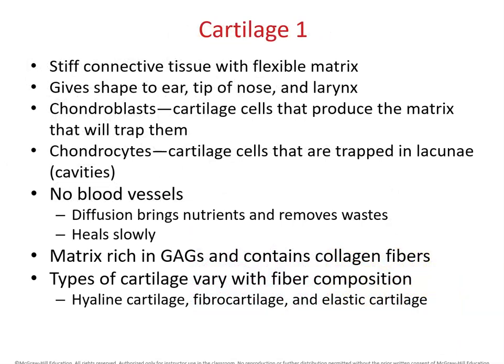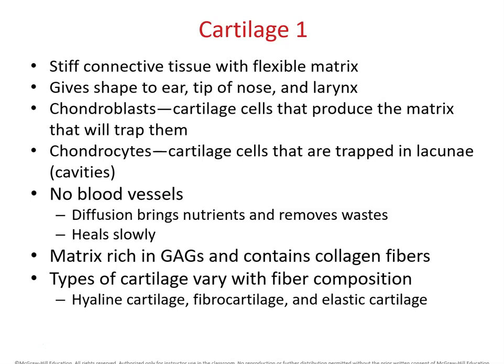So next we're going to talk about cartilage. You guys are familiar with cartilage, especially in the top portion of your ear, in your nose. It's also in a lot of our joints, and between the vertebrae in our spine, we find cartilage. Chondroblasts are the cells that make cartilage, and they push them out into a matrix, and then that matrix traps them in place so they can't move. Once those cartilage cells are trapped and fixed in the matrix, they're called chondrocytes.